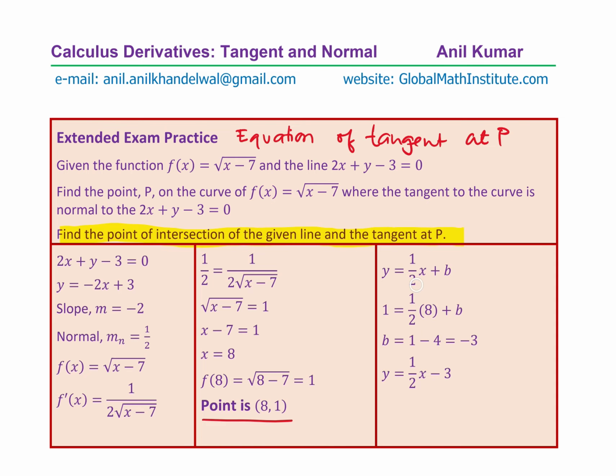We'll continue from here. Since the point is given to us as (8, 1), and we know that the equation of the line should be y equals half x plus b, since the slope of the line is half, right? So substituting the slope m equals half, and the point is (8, 1), we substitute 8 for x and 1 for y to find the value of b. Rearranging, we get 1 minus 4 equals minus 3, and substituting b as minus 3, we get our equation of the tangent. So this is the equation of the tangent.